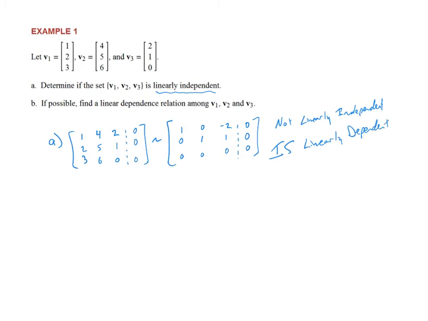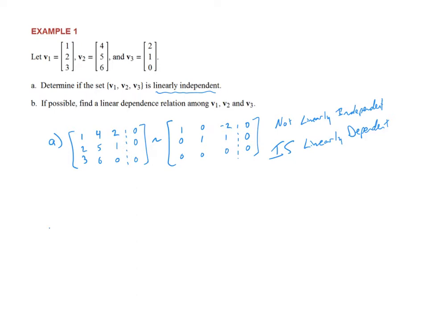Okay, so to clarify, linearly independent means only the trivial solution exists. We would have a 1 in this position if only the trivial solution exists. Linearly dependent means we have a non-trivial solution because we have a row of zeros here. We do, in fact, have a non-trivial solution to this system.